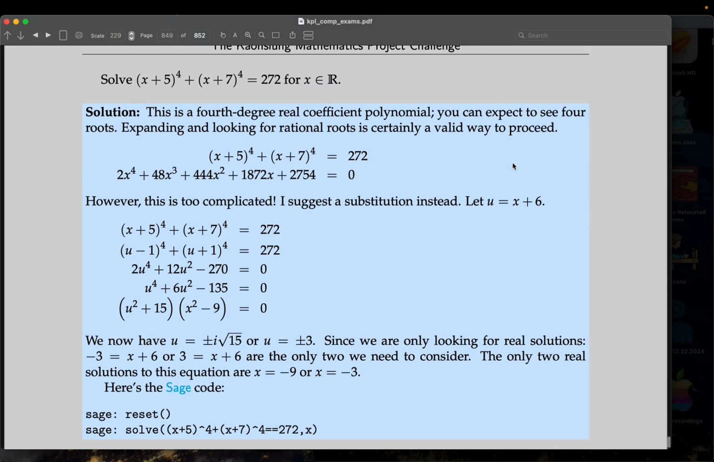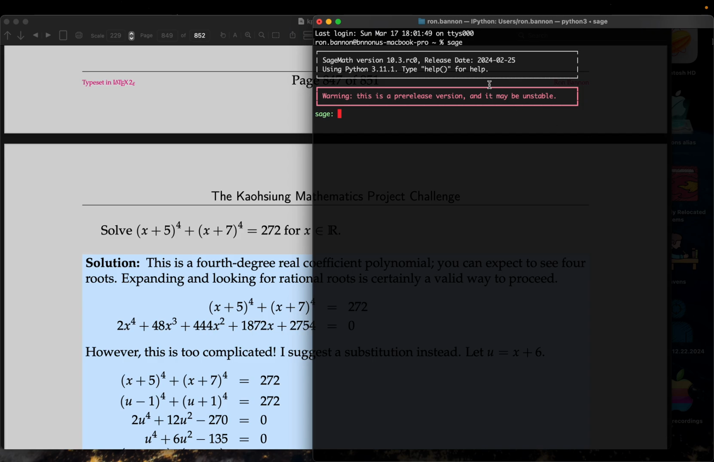All right. Now, if I'm using Sage, we're in Sage now, reset. This is typical. We've been doing this for some time. And then just type the equation in. I'm going to solve it. SOLVE. What am I solving? Well, I'm solving the equation (x+5)^4 + (x+7)^4 equals, that double equal sign means equality, and we're solving for x.